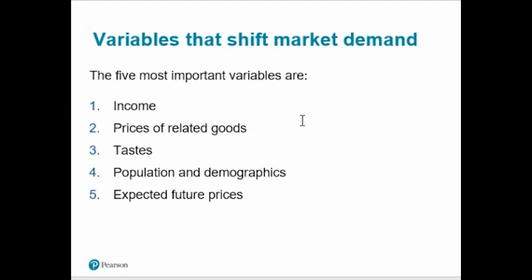So let's discuss what are the factors which bring shifting in the demand curve. There are basically five factors. There may be more than five, but here we are discussing only five important factors which bring shifting in the demand curve. First one is income. Second one is price of related goods. Third one is taste. Fourth one is population. And the fifth one is expected future prices. Now let's discuss each of them one by one.